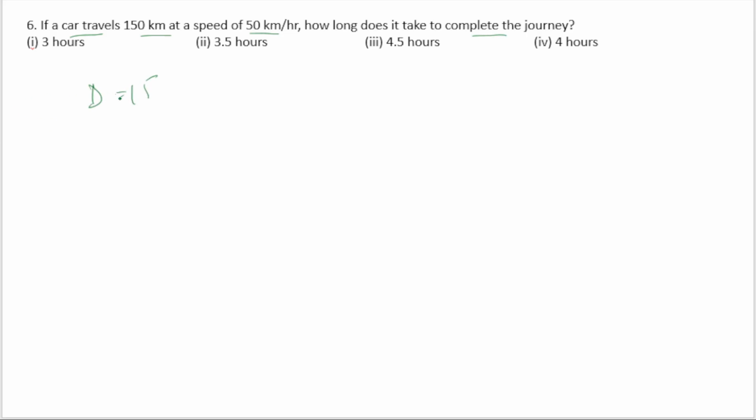Distance is equal to 150 kilometers and the speed is 50 kilometers per hour. What is the time taken? Time is equal to distance by speed. It is 150 divided by 50. It is 3 hours. It is the first option.